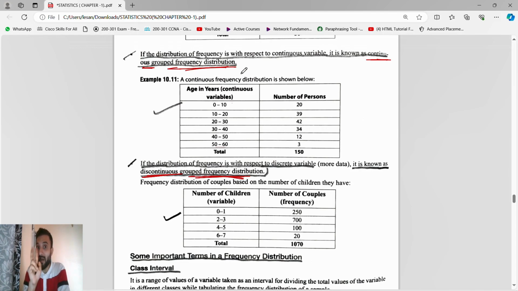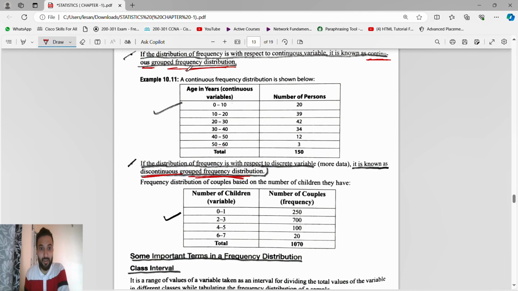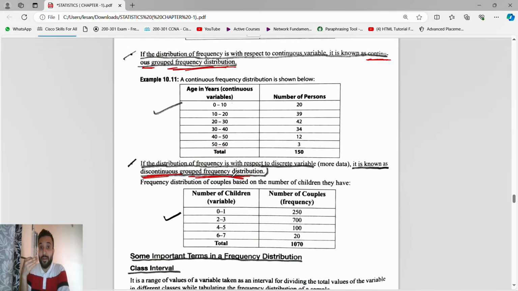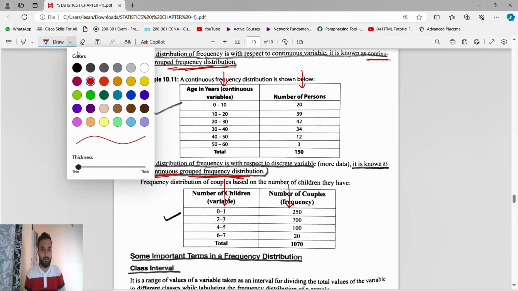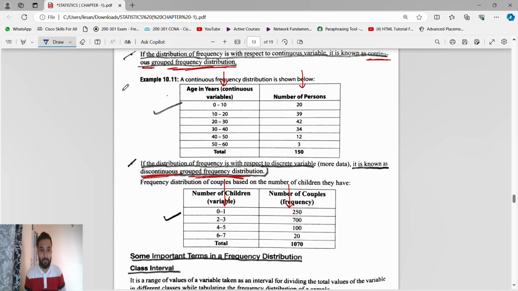Now in grouped we have two types: continuous grouped frequency distribution and discontinuous grouped frequency distribution. What is continuous and what is discontinuous? Remember, whenever we get the table, we get two columns. The first column is the class interval, and the second column is the frequency.